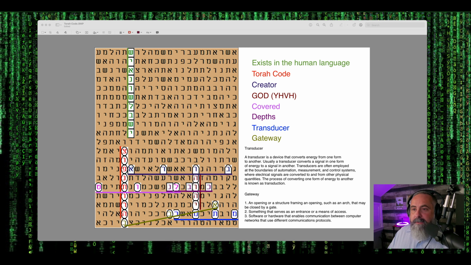Now, also intermingled, and crossing over the word God or Yahweh and mixing into the word covered, is the word depths. Depth, or with an S, depths. Again, showing that the Torah Code itself, the depth in which it is concealed within the Bible, is many. The depths are many.